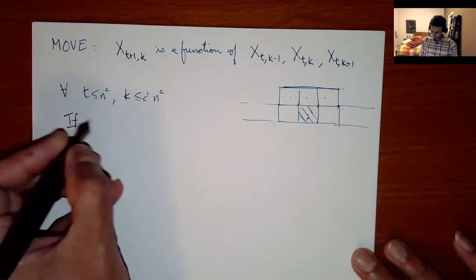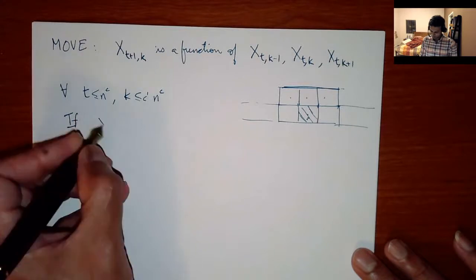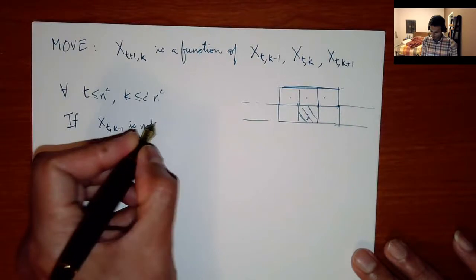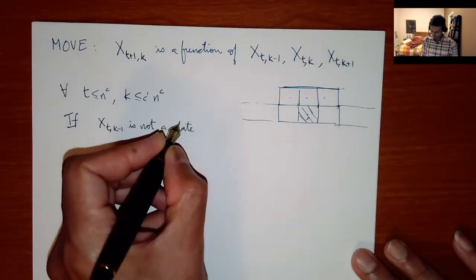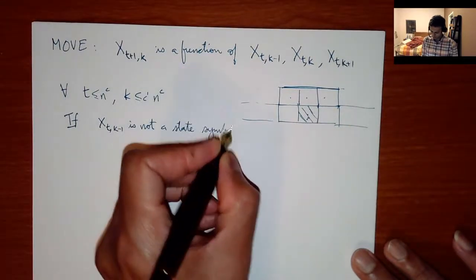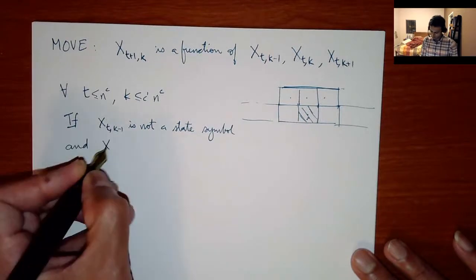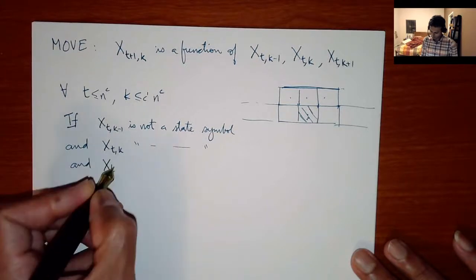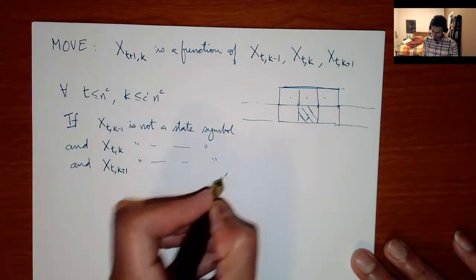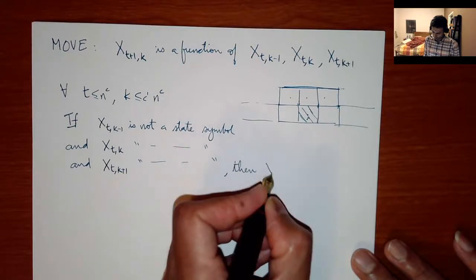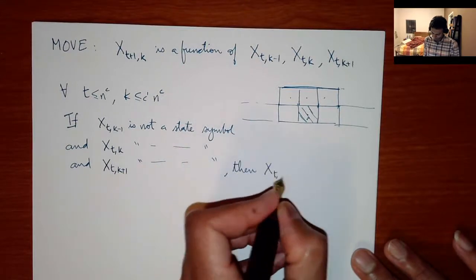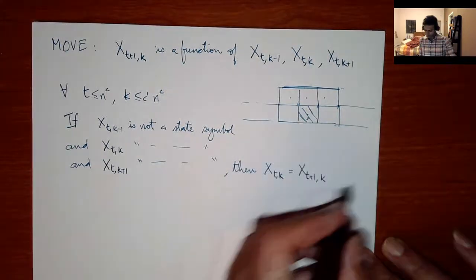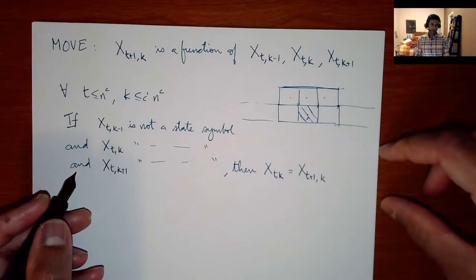So I'll say that if x_t,k+1 is not a state symbol, and x_t,k is not a state symbol, and x_t,k+1 is not a state symbol, then x_t,k is equal to x_t+1,k, right? And then you would encode all of this using the little x's as before.